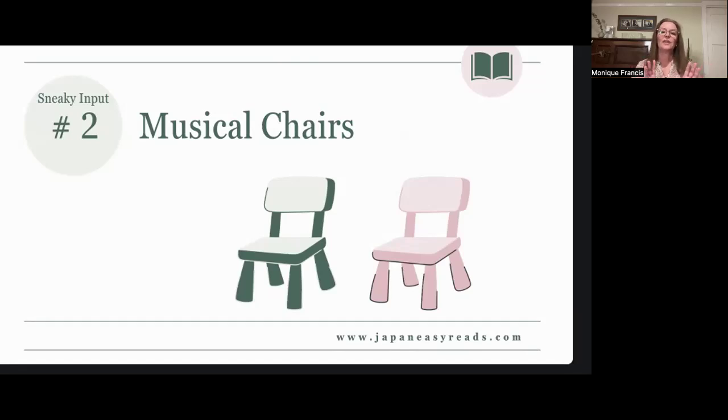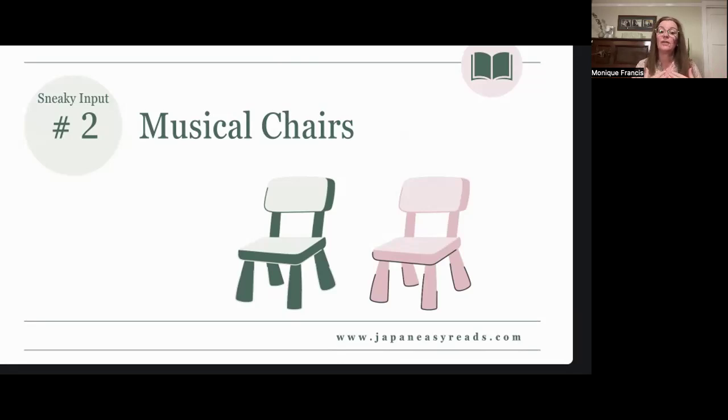So the setup is that, similar to musical chairs, you'd set up a chair for each student minus one. So if it's a class of 30, you'd set up 29 chairs. It can be in a circle, or it can be in a sort of line like this, a narrow one, depending on your classroom setup.